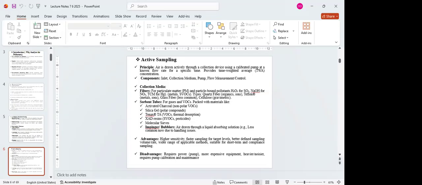And we have different media that we have talked about. We have the filters. We use the filters for particulate matter and particle-bound pollutants. We have, as you see on the slide there, hydrogen peroxide, that is H2O2, for the absorption of SO2.